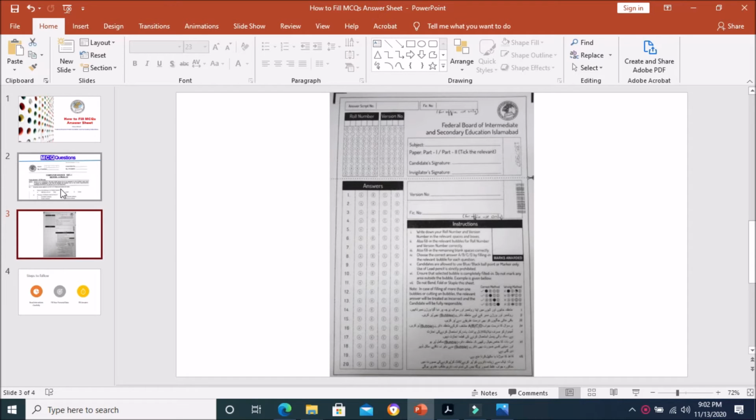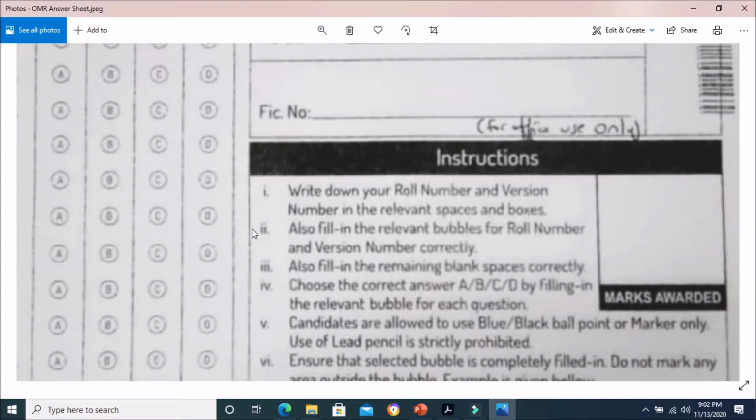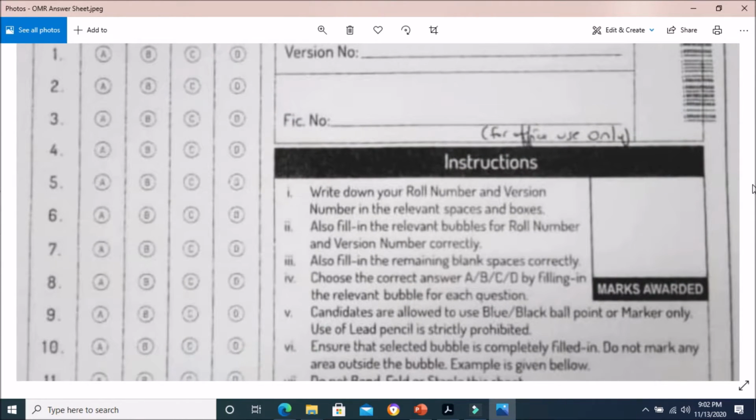When you are provided the question paper and the answer sheet, you are going to follow these steps. Number 1, you will read the instructions carefully. Number 2, you will fill in your personal data. And number 3, you will put the answers in the given answer script. If you see over here, this is the answer script.